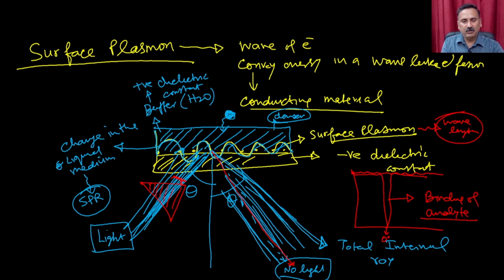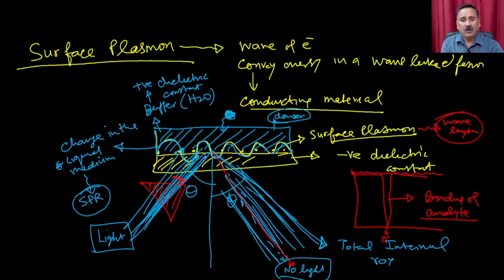Otherwise you will see total internal reflection, and because of that the complete light is going to be reflected. So it's like you have a beam of light, and within that beam of light there will be an absence of light. That absence of light will happen only when the wavelength of the surface plasmon is of the same order as the wavelength of the light you are illuminating with.